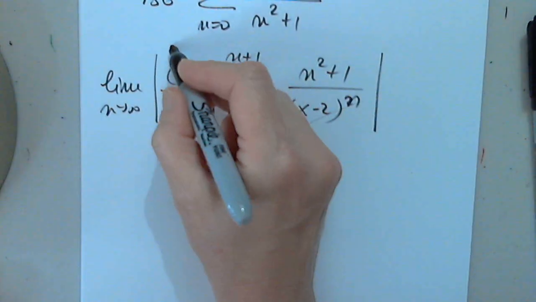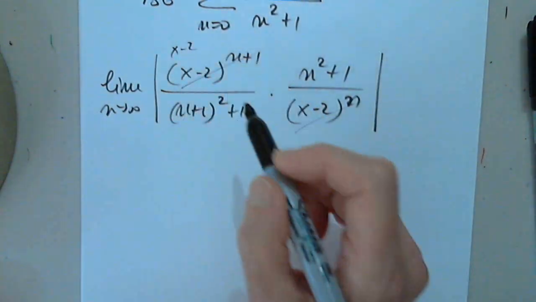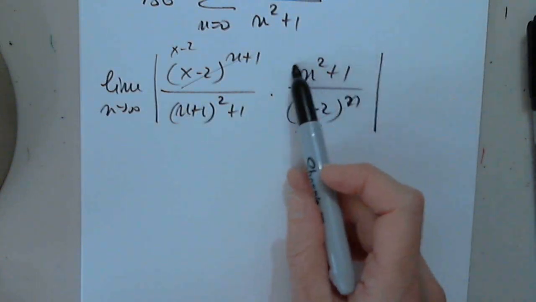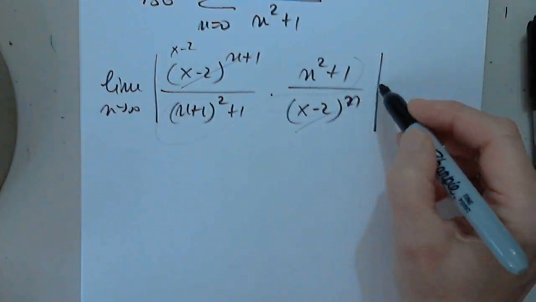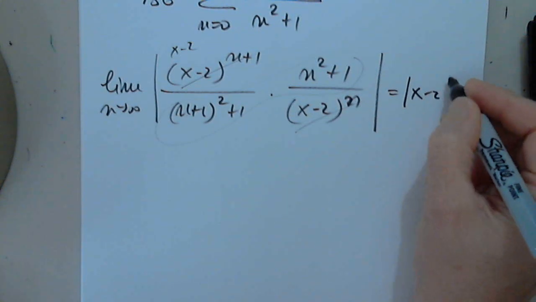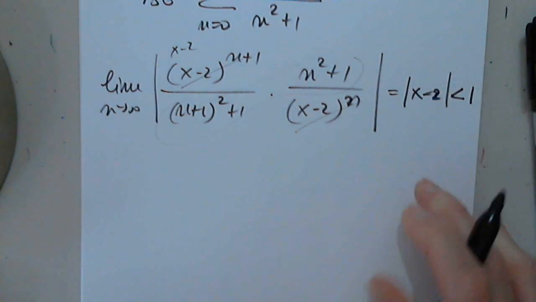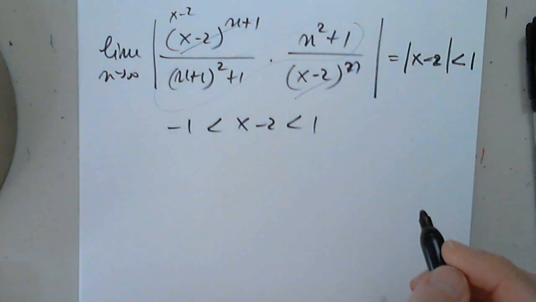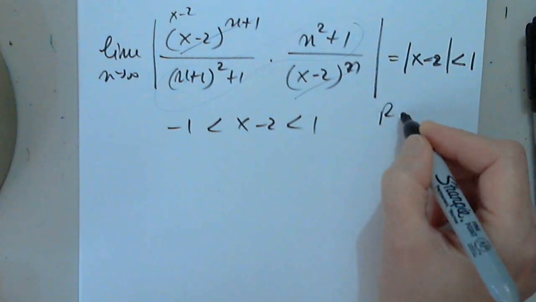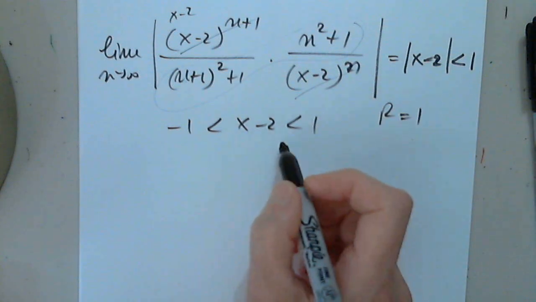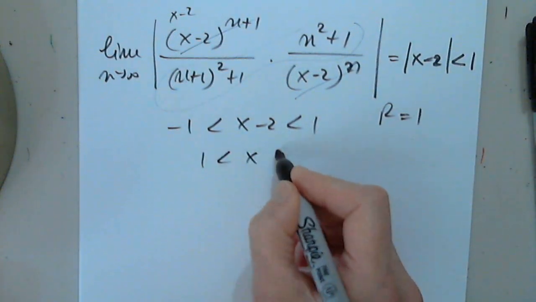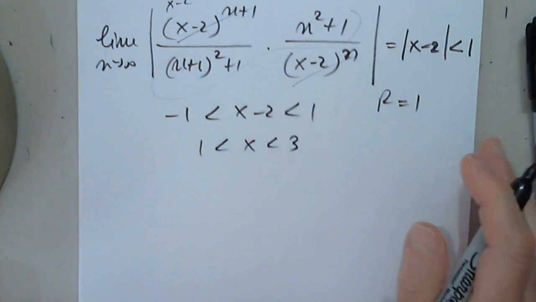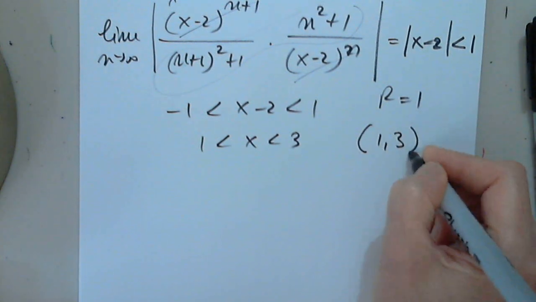So when we simplify, there is an x minus 2 left, and this n squared with n squared, the limit will be 1. So this answer is the absolute value of x minus 2, which has to be less than 1. So -1 less than x minus 2 less than 1. So the radius of convergence is 1, and we add 2 to both sides, and we get 1, 3. So the interval so far is 1, 3.